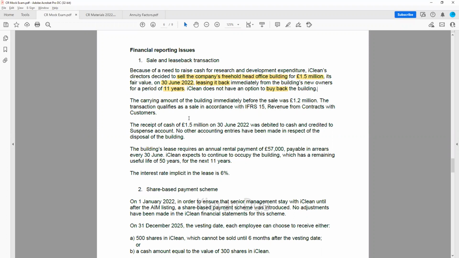The carrying amount of the building immediately before sale, so the carrying amount of the building just before they sold it, of course, this would have been PPE because it was a head office building, so it was property. The carrying amount was 1.2 million. The transaction qualifies as a sale in accordance with IFRS 15. So it is a genuine sale and they did genuinely sell the building and transfer control.